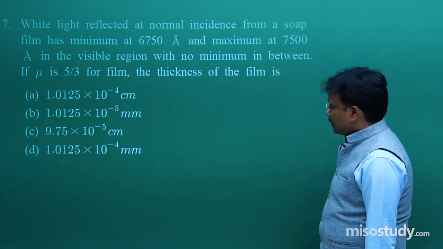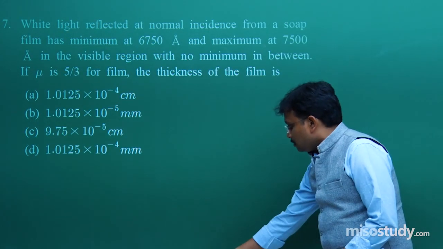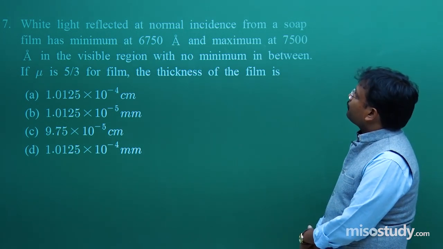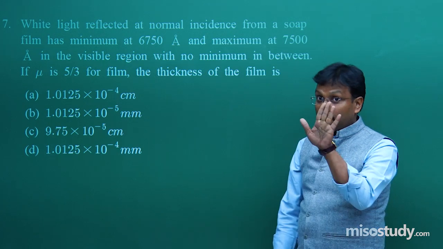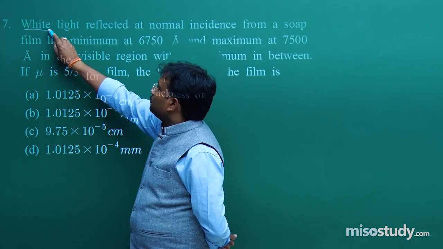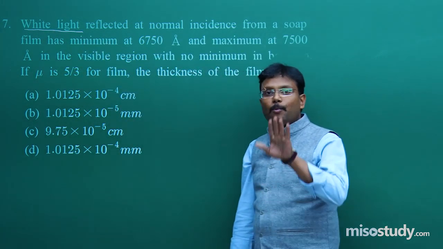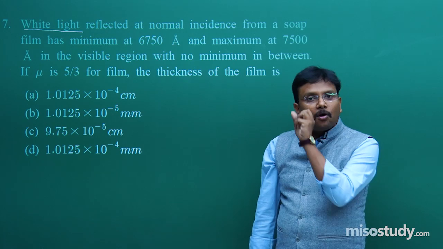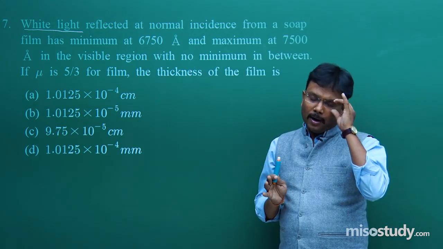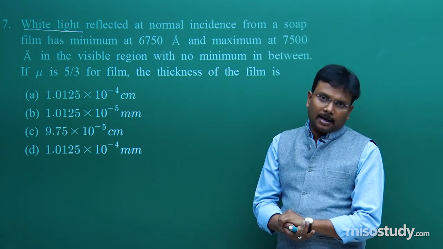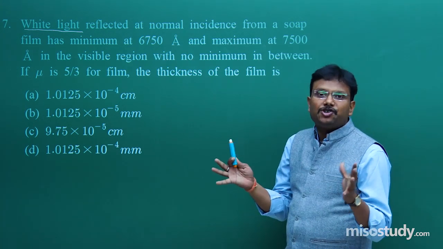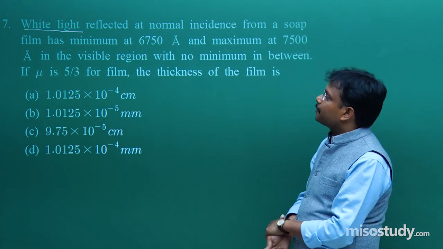Here is your next question. White light reflected at normal incidence from a soap film. First thing, white light. White is important. White light means a combination of various wavelengths. So the moment you are reading these types of problems, you should take care of these statements: what is the meaning of white light? White light means a combination of various wavelengths.